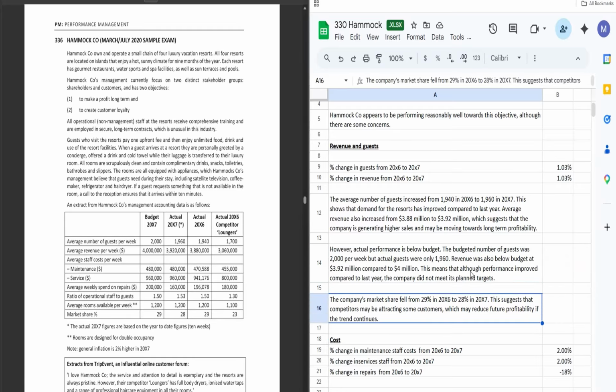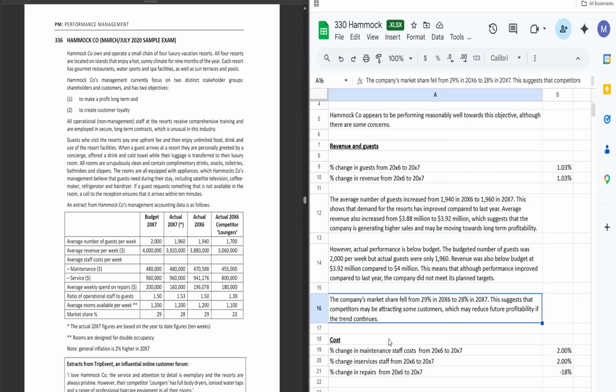Now the next thing, I have compared the market share, which will also link to the profit somehow. The company's market share fell from 29% to 28% in 2007. See, even though the number of guests has increased and the revenue has increased, market share has fallen. And why is it so? That means a competitor has attracted more customers than us. This suggests that competitors may be attracting some customers, which may reduce future profitability if the trend continues.